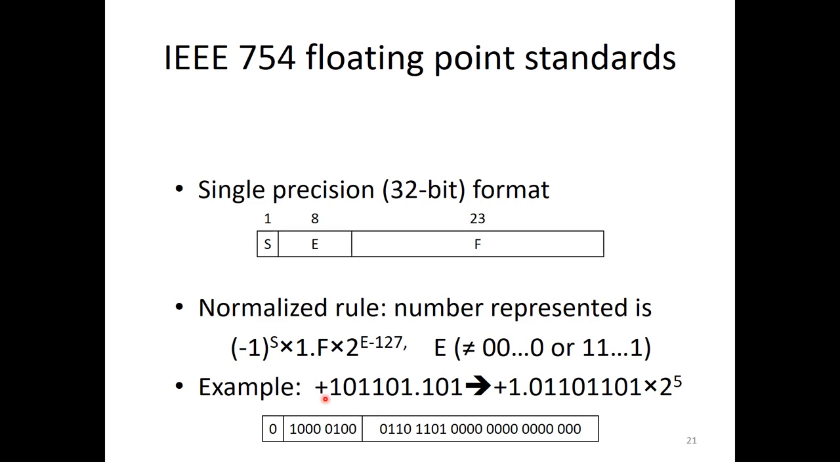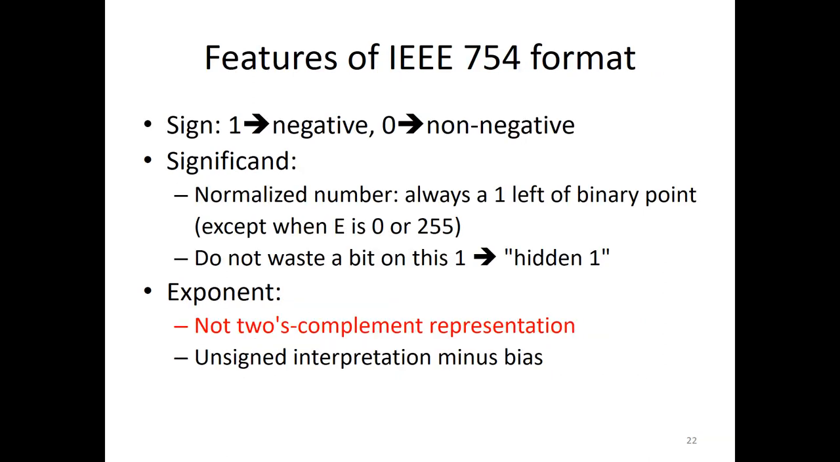So for example, you have a positive number, 101101.101, which can be written as 1.01101101 times 2 to the power 5, taking the point here: 1, 2, 3, 4, 5. So 5 is written here, and this is the number 01101101, and the rest of them are all 0. Up to 23 digits, it will be all 0, and this is the exponent value 5. Sorry, it will be 1.000 times 2 to the power 5.